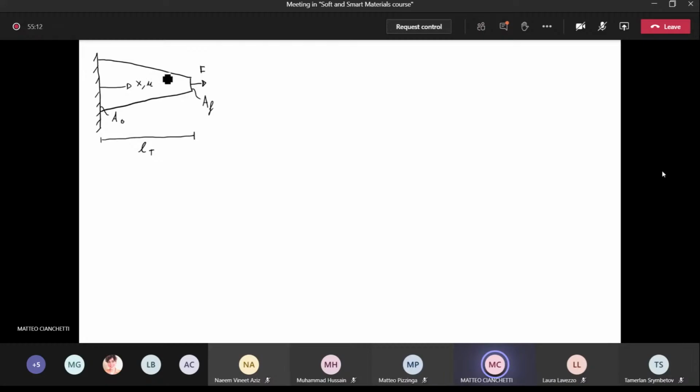From an analytical point of view, as I said, the model can be approached considering infinitesimal sections of the system. So let's consider a very small part of the problem, the x, and also its infinitesimal displacement. This is just to define all the letters that we are going to use.